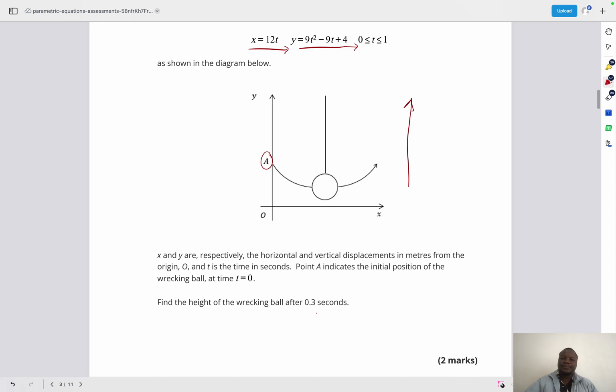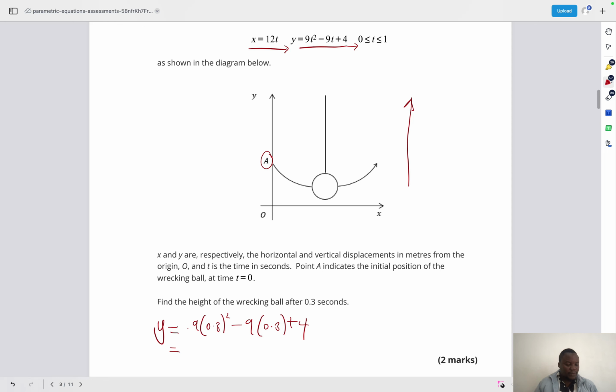So this one is basically just getting the y equation that is given, and where there is t, we put 0.3. So you do 9 times 0.3 squared, minus 9 times 0.3, plus 4. Then whatever answer this gives, that would be the height of the ball after 0.3 seconds. So you can use your calculator there. Let me use my calculator here and see what we are going to get.